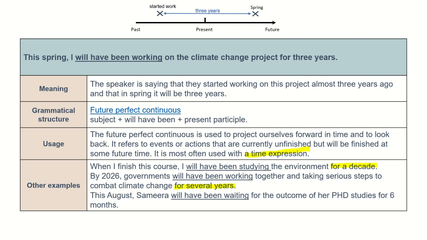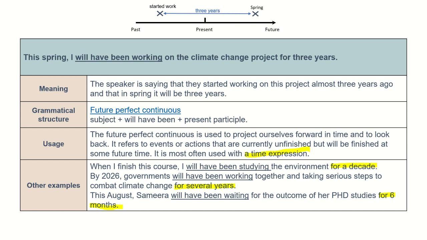This August, Samira will have been waiting for the outcome of her PhD studies for 6 months. So when this August comes, she will have been waiting for her outcome for 6 months. So I always have a time expression that indicates this action is currently unfinished, but will be finished at some future time. Why do we use this form?